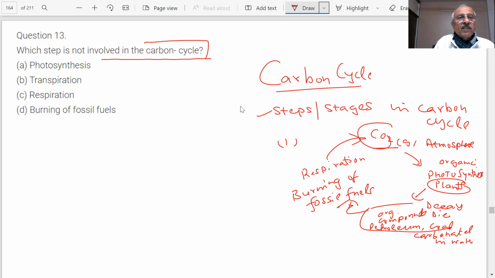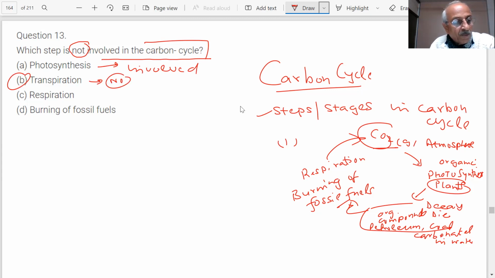So what answer are we giving? Which step is not involved? Is photosynthesis involved in the carbon cycle? Yes, sir, involved. Okay. Transpiration involved? No, sir. What is transpiration? The process in which the water from the plants, plants use water, that is the water coming out of the plants.